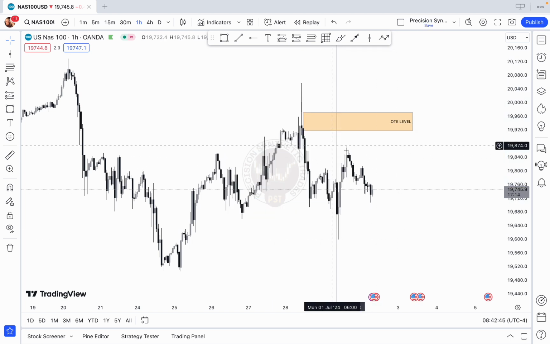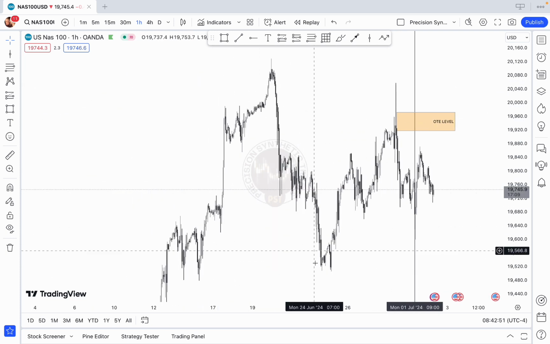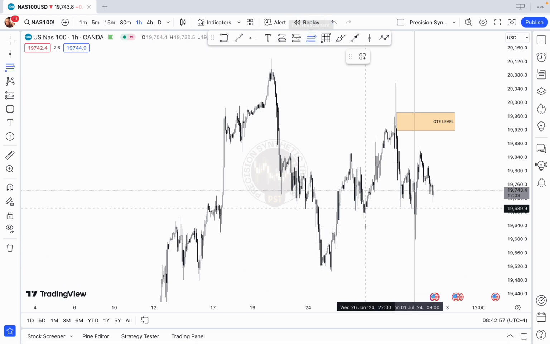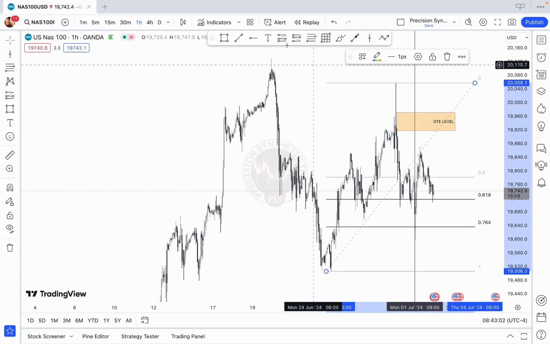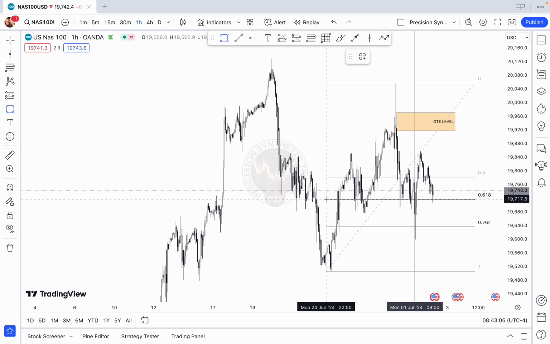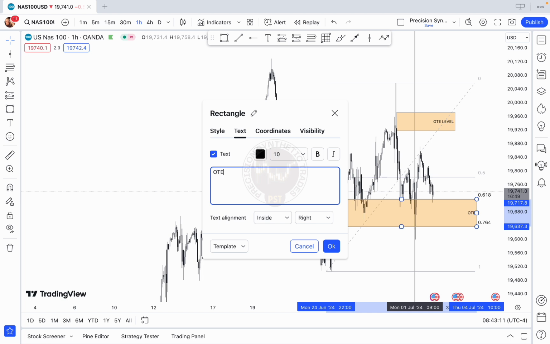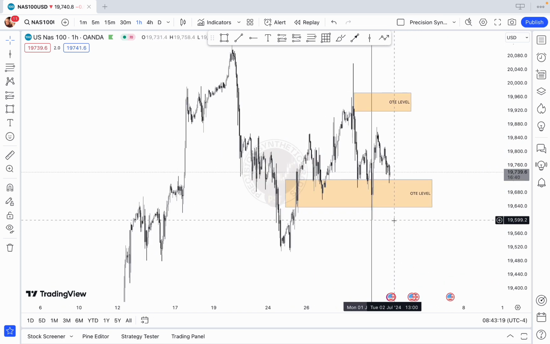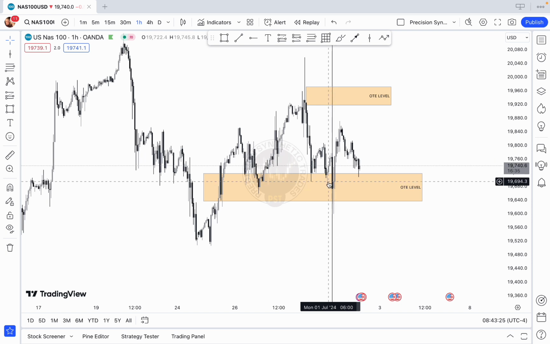Let's delete the fib. And then what I did, I took this big push, if I looked in the higher time frames, from this low to this high. I marked it out, and I drew out my OTE level. Let's delete the fib. All right, so these were my two zones that I was looking for.